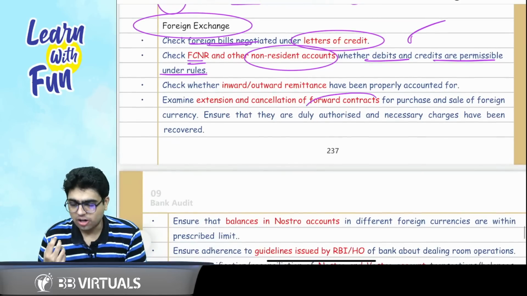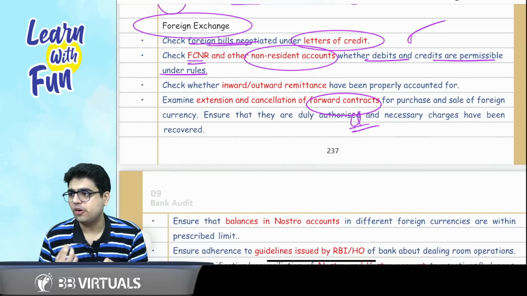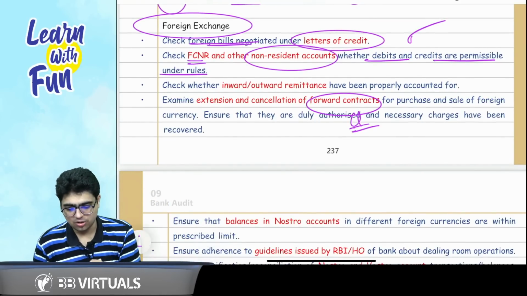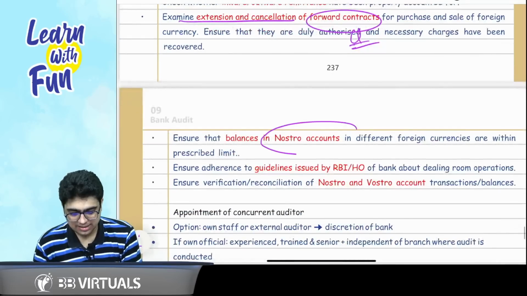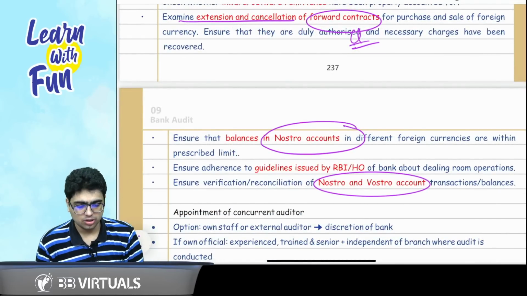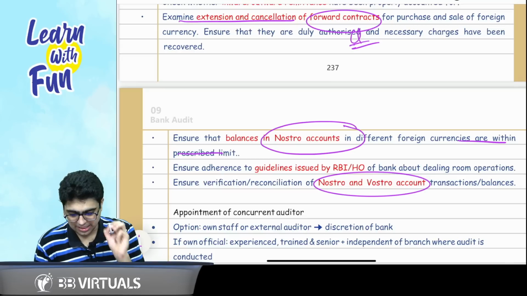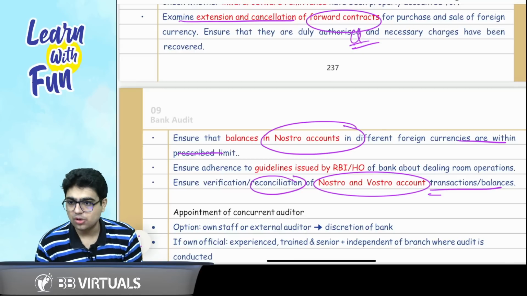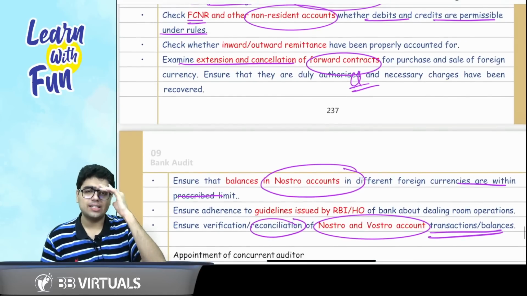Then what you see: forward contracts. This is a very famous portion of Forex. Extension and cancellation of forward contracts. Balances in the Nostro account and Nostro-Vostro account. Ensure that the balances in the Nostro account are within the prescribed limit, plus reconciliation of Nostro and Vostro accounts. Are these three-four points clear? Yes, sir.